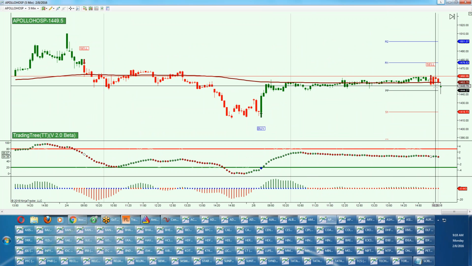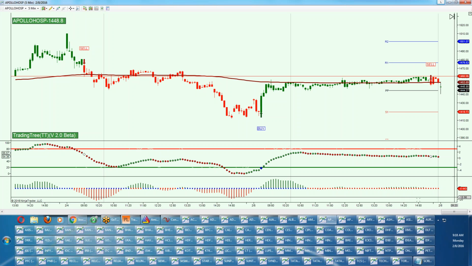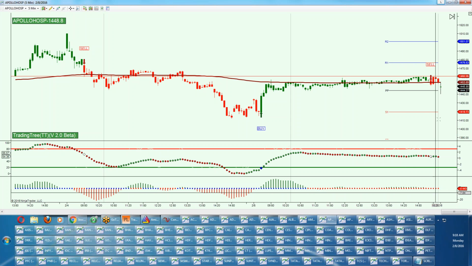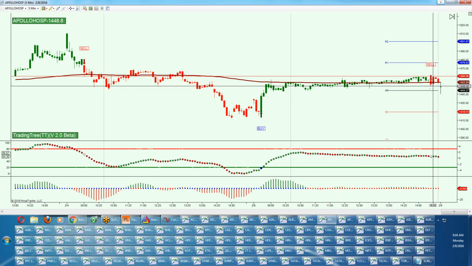Apollo Hospital, your entry for sell is 1449. You can see the prices on the right side of the panel, and at the bottom you have the time. So you have a sell call generated here. You short it at the bottom of the candle, that is 1449, and your stop loss will be your red horizontal line here, 1460.